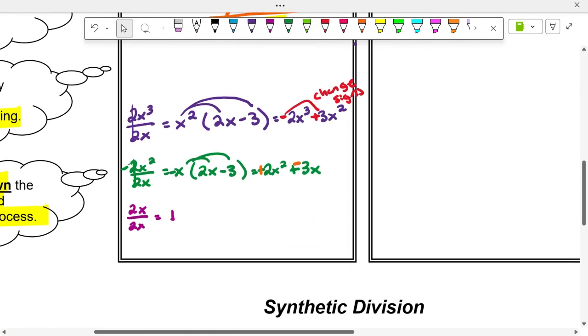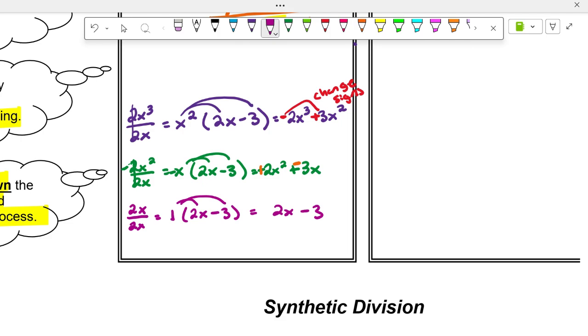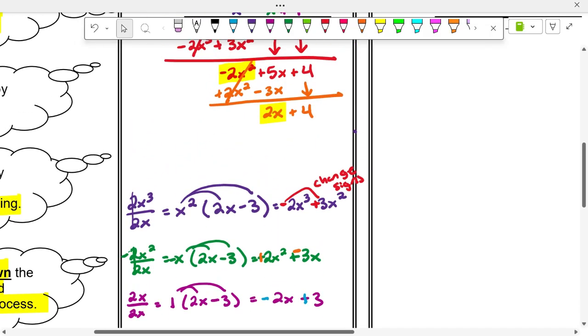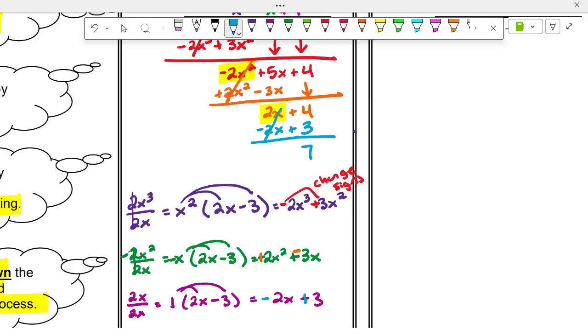All right. Multiply it to the divisor. Well, we know anything times 1 is just itself, so this will be 2x minus 3. And then before we move it to the top, we're going to flip those signs. So that becomes negative, that becomes positive. So this would be negative 2x plus 3. These go away. 7 is my remainder.